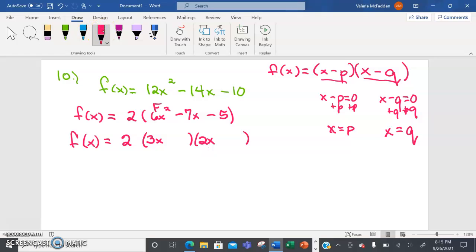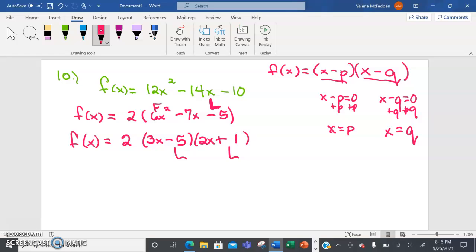Then we worked on the last number times the last number will always give you the last number. So 2 numbers that multiply together to give you -5. Well, to get a -5, our signs have to be different. One of the signs would have to be minus, one of the signs would have to be plus. And to get a 5, 5 times 1.